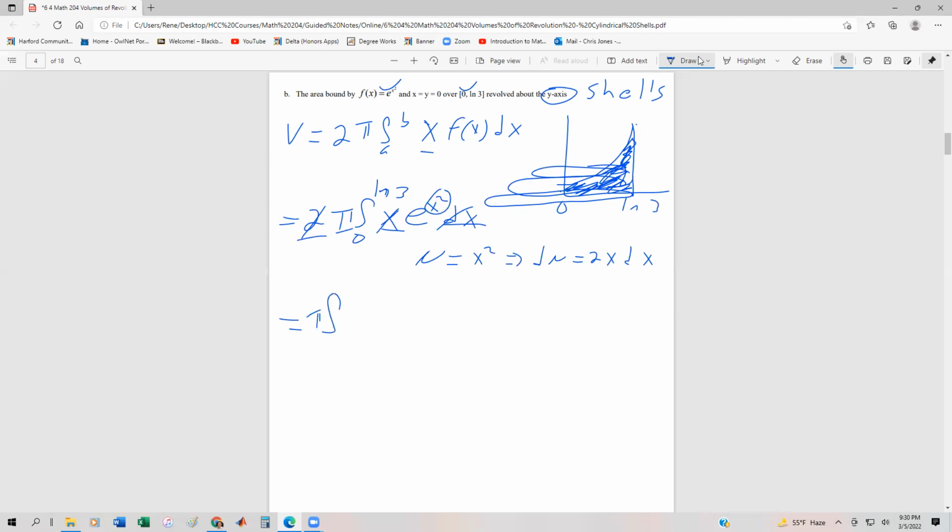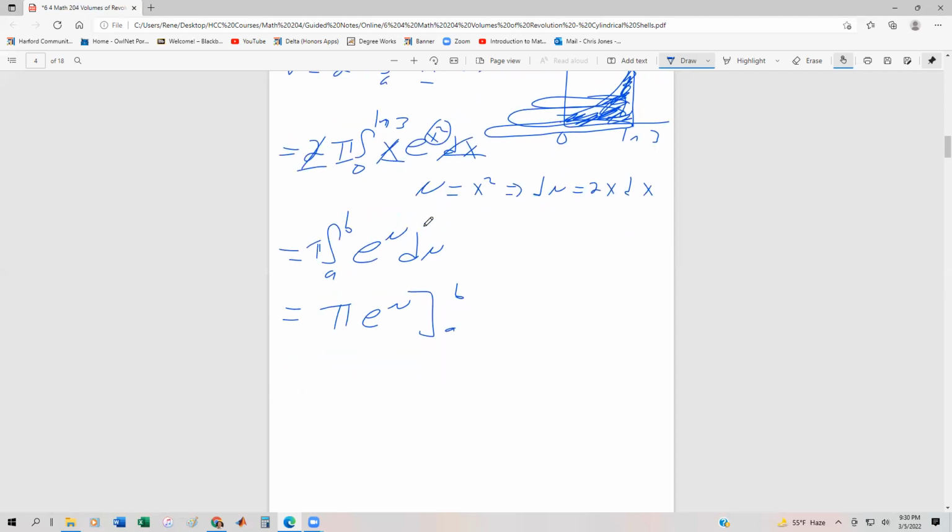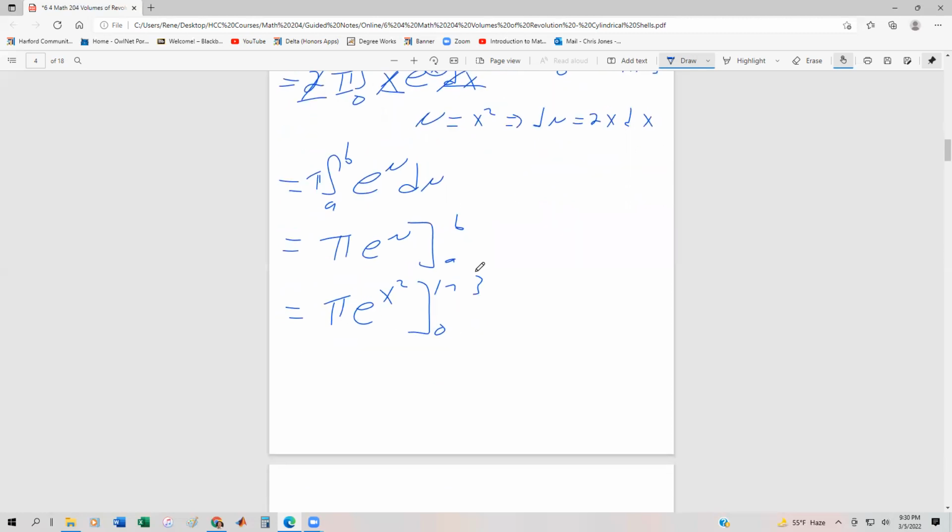So we have our pi out front. We have a to b because we're changing into u. And we have e to the u du. The antiderivative of e to the u is e to the u. And be careful with this one. We're going to back substitute and get pi e to the x squared from 0 to ln of 3. Now we have to be careful because we know that e's and ln's are inverses. We also have to remember that 0 is not going to cancel out because it's not a polynomial. We don't want to assume that 0 is always going to cancel out.